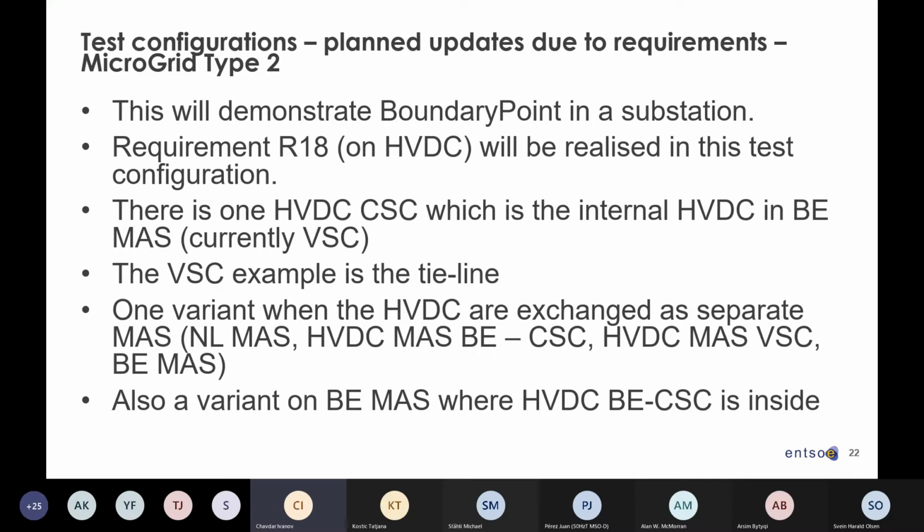We currently have some VAC in the Belgium MES, and to have the VAC example as a tie line, and then to have a variant with the separate mass as a HVDC being a separate mass. So this kind of combinations here will be realized in the type 2.